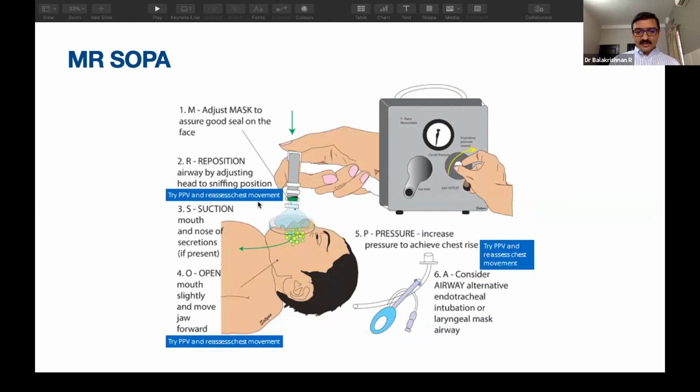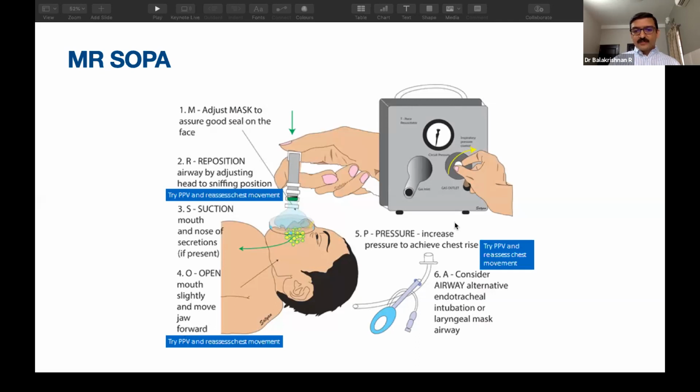But if still there is no chest movement, we go ahead with the next two steps, which are suctioning and opening the mouth. So we suction the mouth and the nose for secretions. We open the mouth slightly and move the jaw forward and keep ventilating with the mouth open. So again, we try PPV and reassess the chest movement. If chest movement is there, we continue PPV for 30 seconds.